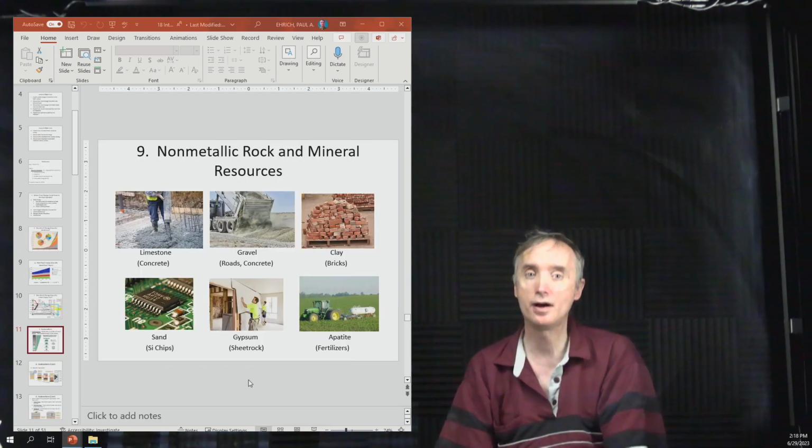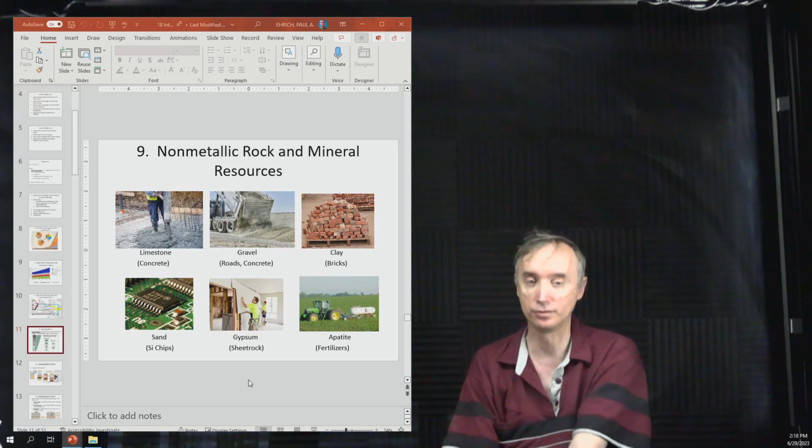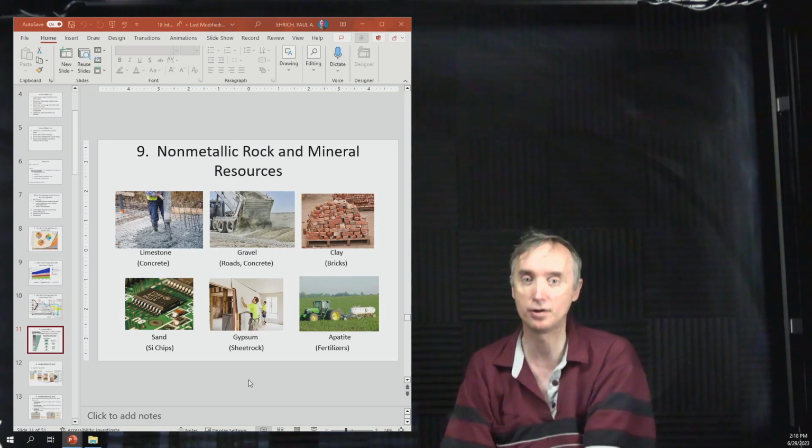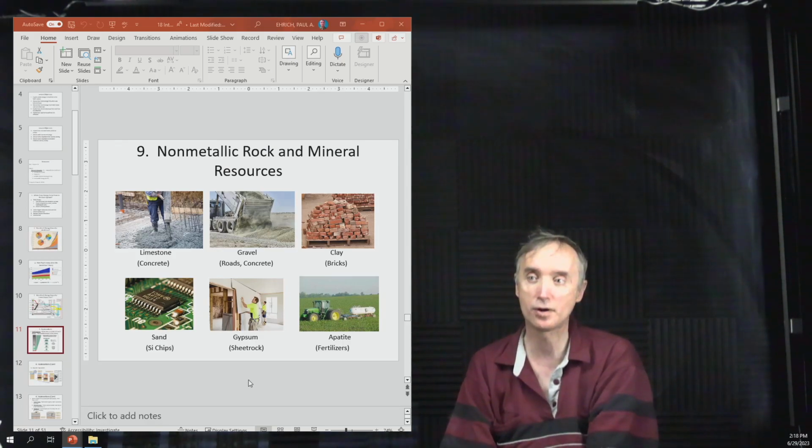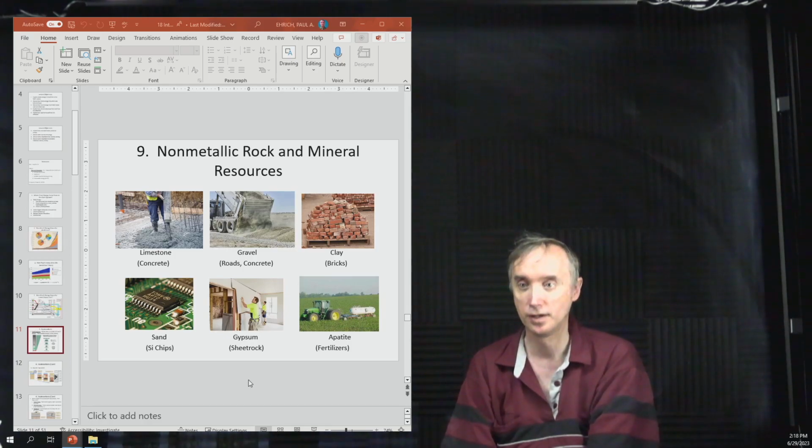Now, what about non-metallic rock and mineral resources? These are things that don't have metals in them, but they are very important. For the most part, limestone is pretty cheap, and gravel is cheap, and clay is cheap, and sand is cheap. But it's used to make buildings, and it's used to make computer chips, and sheetrock, and fertilizers.